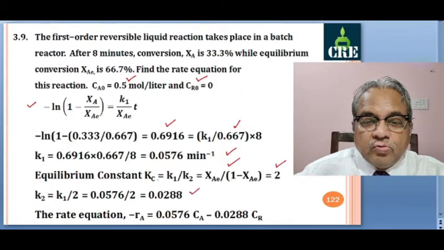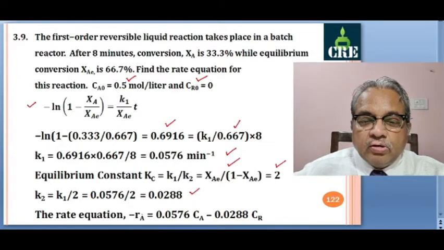We know K1, we know K2, you can write the rate law. Minus Ra is equal to K1, we have substituted these values, 0.0576 into Ca minus K2, that is 0.0288 into Cr. So this is the desired rate equation.